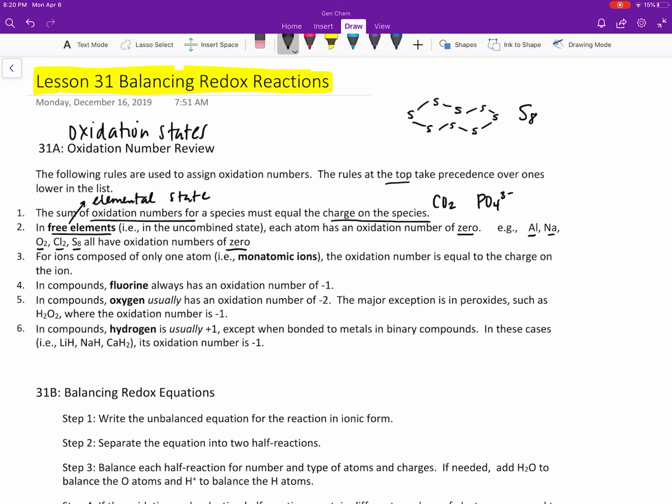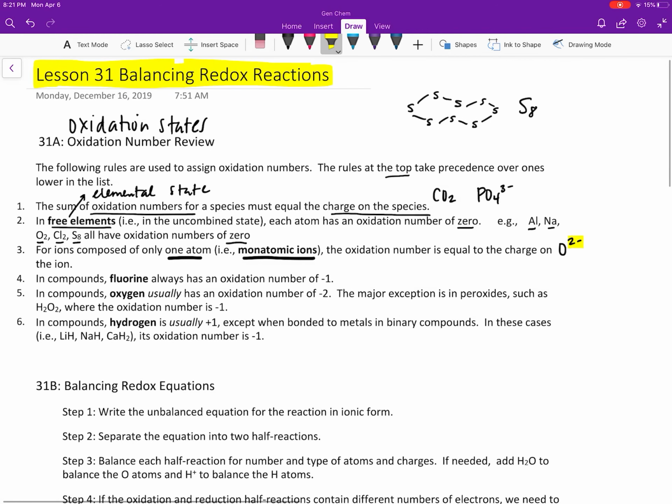For ions composed of only one atom, like monoatomic ions, the oxidation number is equal to the charge on the ion. So oxide is a monoatomic ion. Its overall charge is 2 minus. Okay. In compounds, the rules start to get important. In compounds where fluorine is present, it always has an oxidation number of -1. Okay, so that's the first important rule when it comes to assigning an individual ion. Fluorine always gets to be a -1.